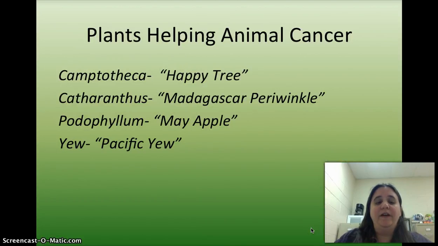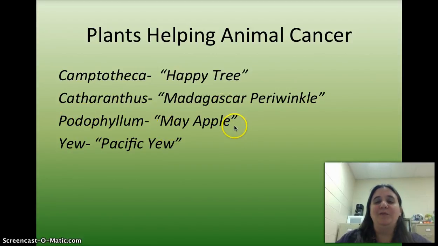And then finally, I just wanted to briefly talk about plants helping animal cancer. So here are just a couple of the trees or plants that we've taken drugs from or have now made synthetic copies of those drugs that plants have had that can actually prevent or kill cancerous cells. So we've got things from the Camptotheca, the happy tree, the whole group of plants in the family Catharanthus, which are the periwinkles, specifically the Madagascar ones, the Podophyllum or the May apples.